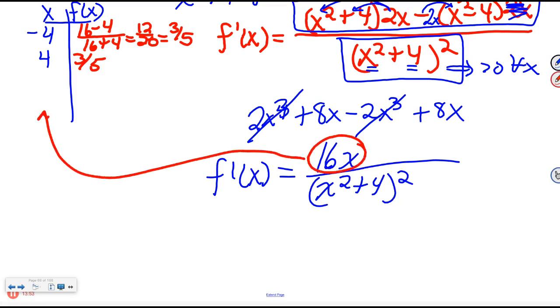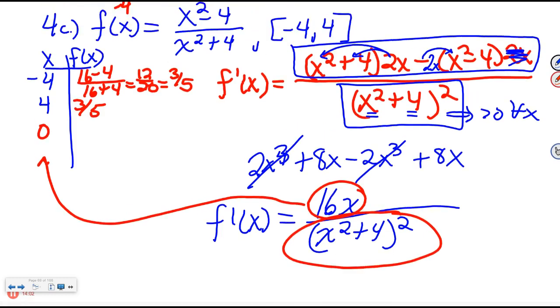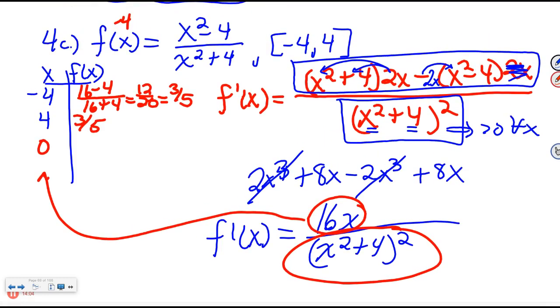That adds the critical point to my table. The denominator can't be 0, so that doesn't add any more critical values to my table. I now just need to figure out the height of the function at 0. So I go back and put it in here, and I get -4 over 4, or -1.